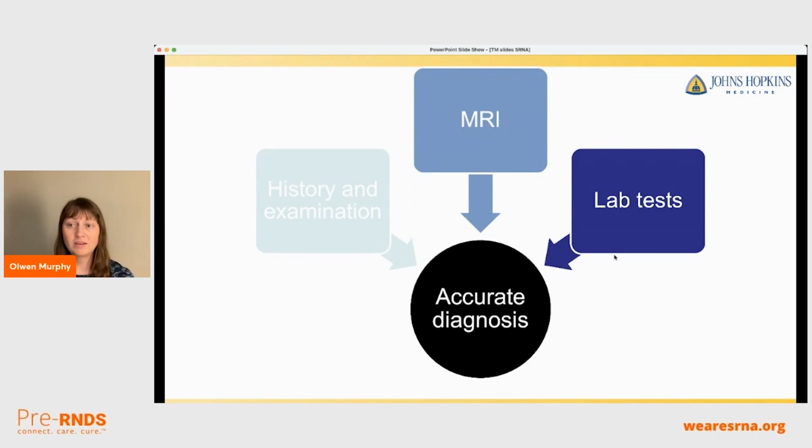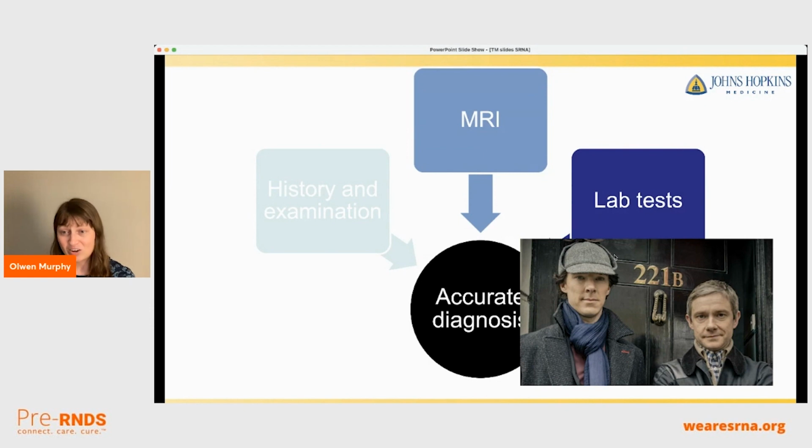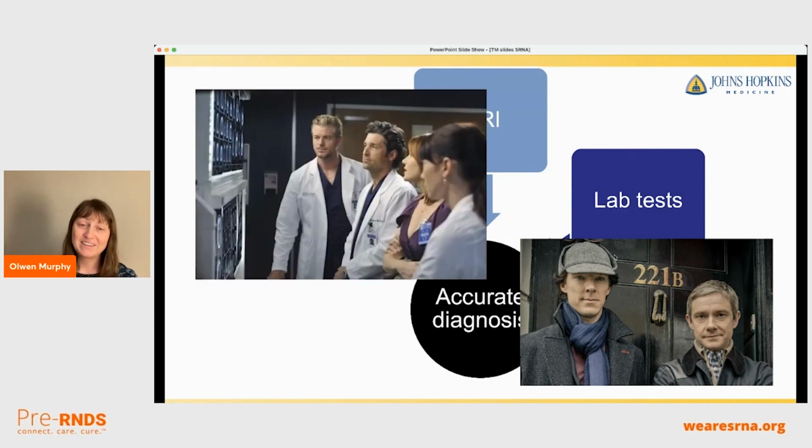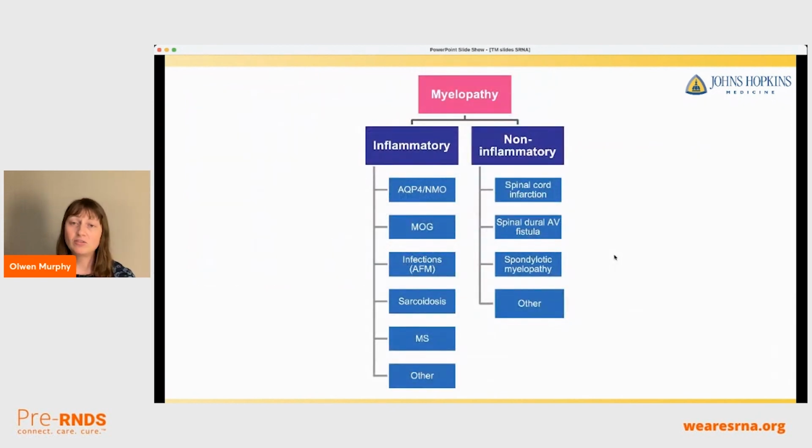So coupling these things together provides the pieces of a picture that can help us make an accurate diagnosis in an individual. We want to be less like Sherlock Holmes and guessing and deducing things, and we want to be more like the doctors in Grey's Anatomy and coming to a clear, accurate diagnosis for each patient. With this approach, we can break down spinal cord disorders or myelopathies with much greater accuracy.